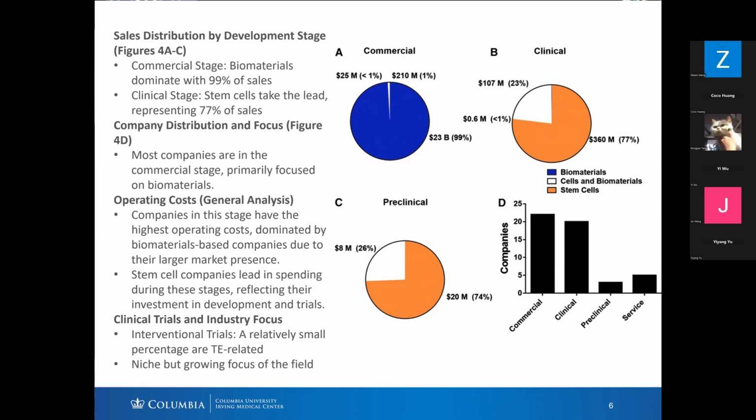In terms of operating costs, the commercial stage sees the highest expenses, largely due to the predominance of biomaterials-based companies. Meanwhile, stem cell companies are driving the spending in clinical and preclinical stages, highlighting their commitment to advancing through rigorous development and trials. And lastly, while the number of interventional clinical trials in the US is still relatively small compared to the total, the presence of tissue engineering related studies marks the field as an emergent area within the broader context of medical research. This suggests growing interest and potential for innovation in tissue engineering and regeneration.